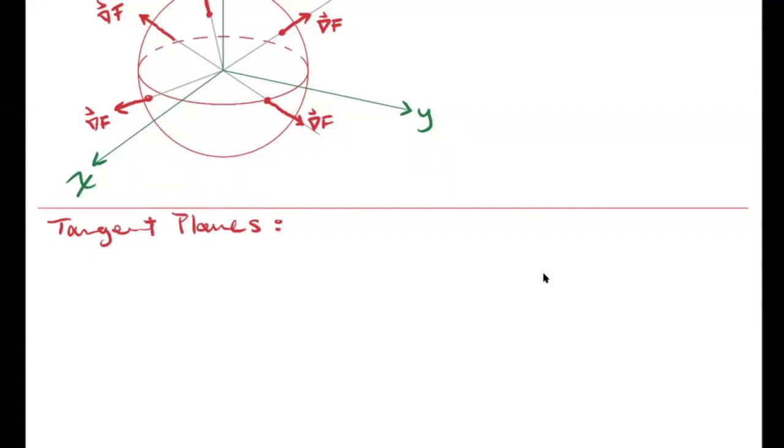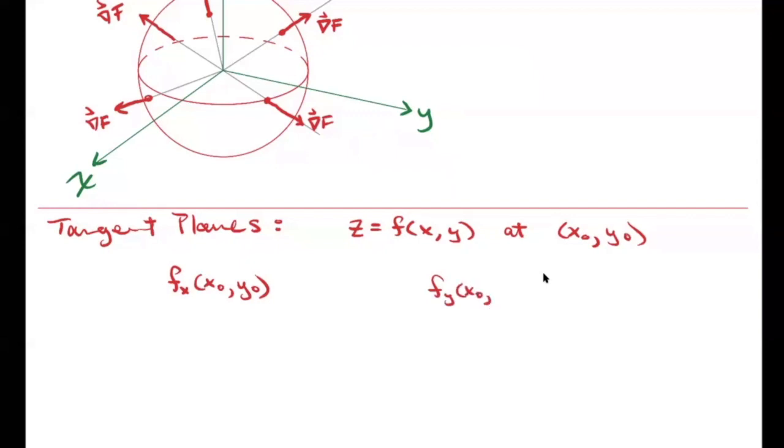So with tangent planes, remember when you have z equals f of x, y at x naught, y naught, we said that fx at x naught, y naught and fy at x naught, y naught could form coefficients for the x minus x naught, so that's the slope in the x direction, plus fy is a coefficient for y minus y naught, because that's the slope in the y direction, and then you add in a z naught, and this is a tangent plane, so z equals that.